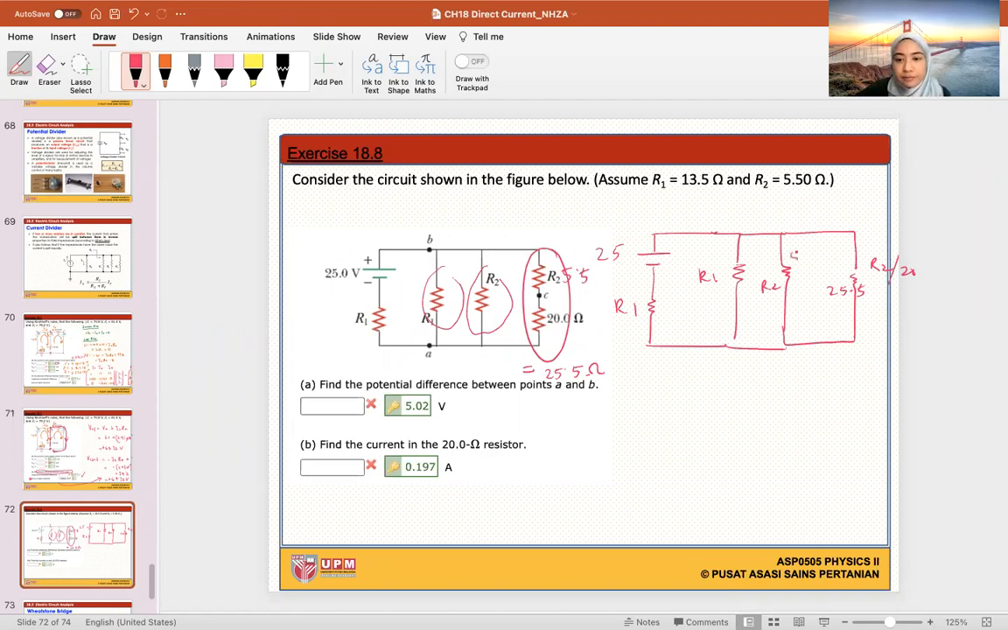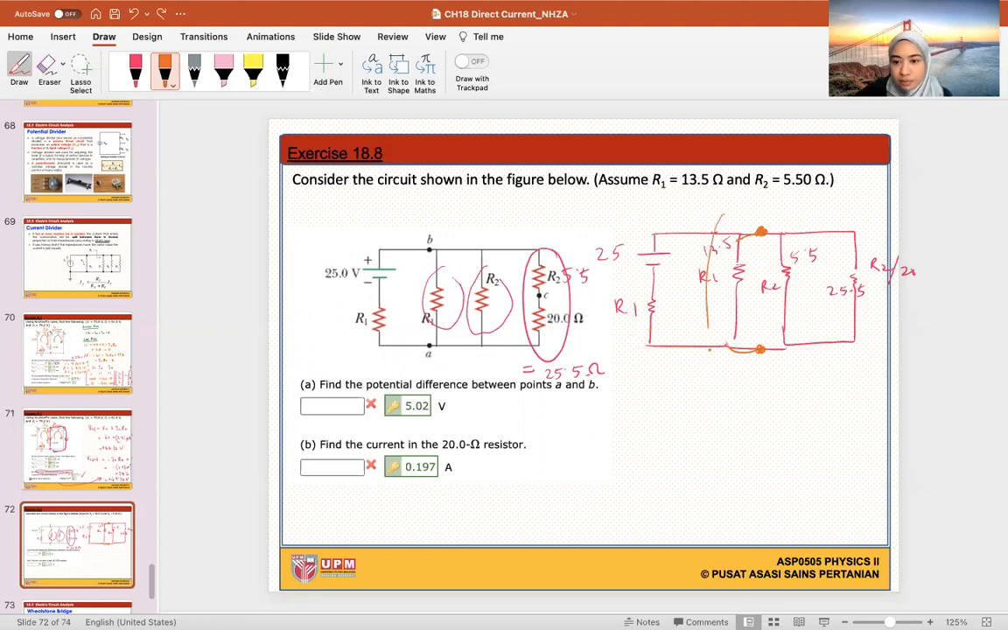R2 is 5.5. R1 is 13.5. These guys are in parallel. How do I know they are in parallel? Use the trick that I told you. Put a dot. If they are connected by the same two dots, they are in parallel. So R1 is connected to this dot and this dot, point A and point B. Oh, we can't use AB. And R2 is connected by these two dots and R2 plus 20 is also connected by the same dots. So we can say that they are in parallel. However, the other R1 is not in parallel because it is only connected with the downward dot, but not the top dot. So it's not in parallel.